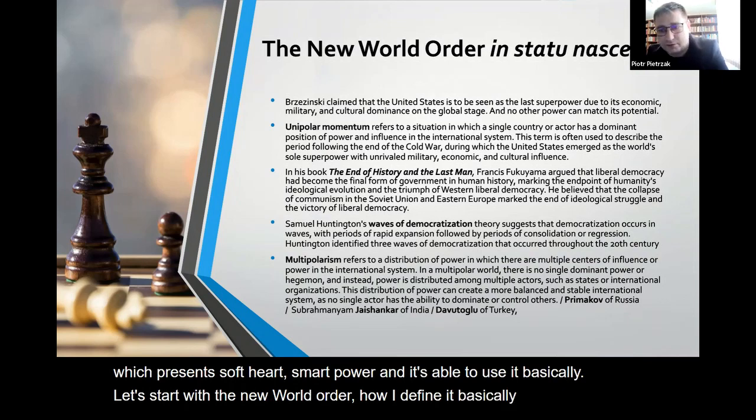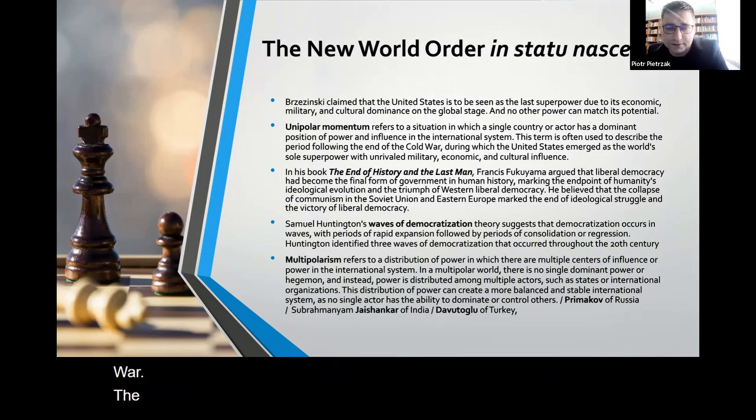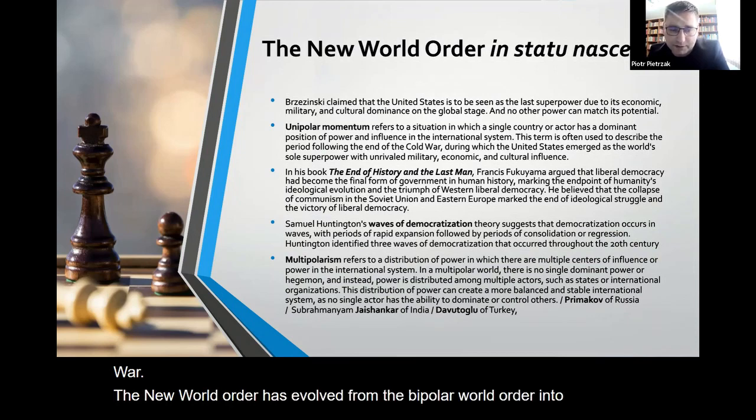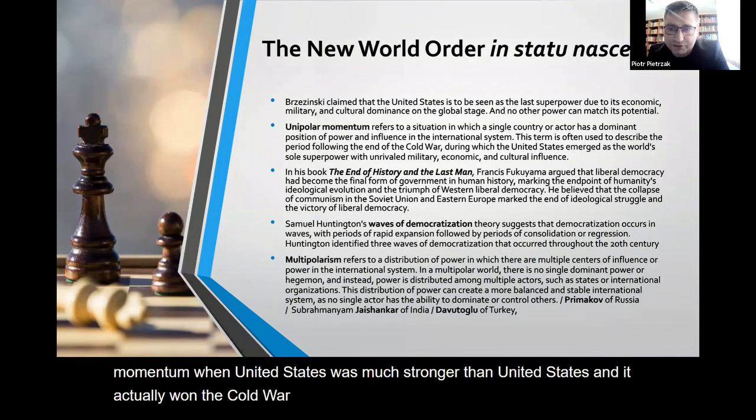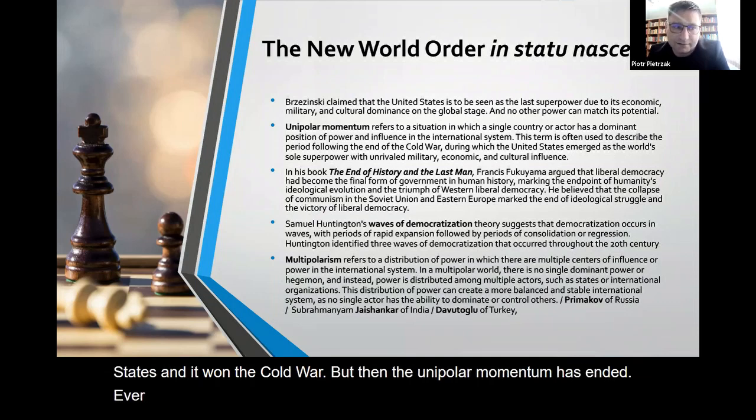After the Cold War, a New World Order has evolved from the bipolar world order into a unipolar moment when the United States actually won the Cold War. But then the unipolar moment has ended ever since China, Russia, and BRICS nations are becoming more and more assertive.